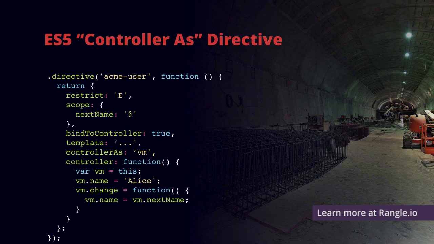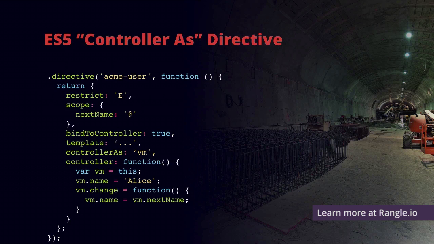So we have our directive definition object. This directive definition object specifies the scope mapping. It then specifies that we're going to be using controller as and binding to controller. I skipped the template. We specify that this is using controller as, and the name by which the controller is going to be referred to in the template is VM. And then finally, we provide a controller. The controller here sets one property and adds a method, so that we will have a name of the person, and then our template will specify a button. The button click will trigger VM.change, and then the name will change to a name specified as the next name property. So this is the controller.